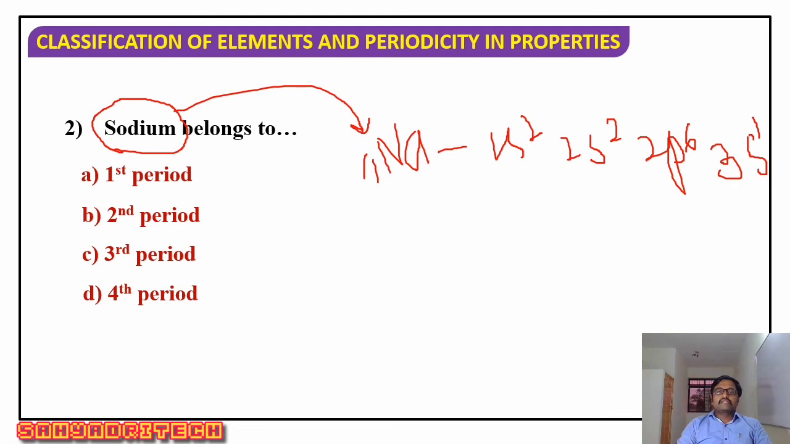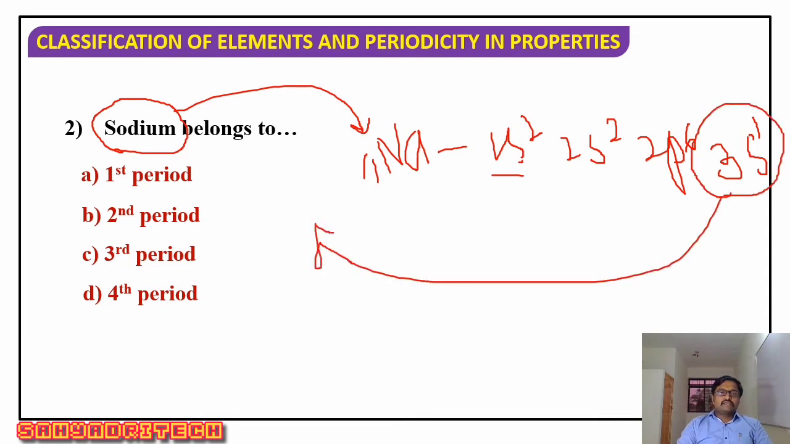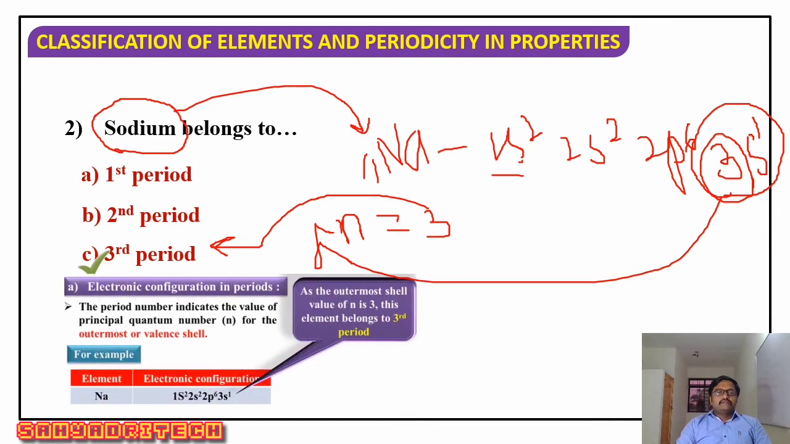You should be familiar with writing electronic configuration. This is the innermost shell. What is the outermost shell? 3s1. What is the n value here? n is equal to 3. The n value of the outermost shell is 3. Therefore, sodium belongs to the third period. So the option is C. The explanation: when you look at the electronic configuration 1s2 2s2 2p6 3s1, the outermost shell n value is 3, therefore sodium belongs to the third period.